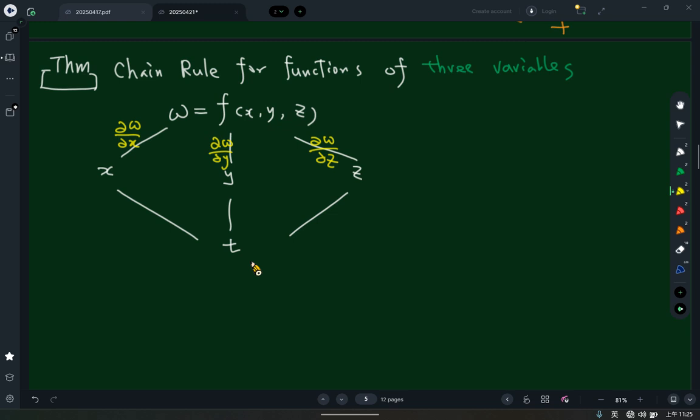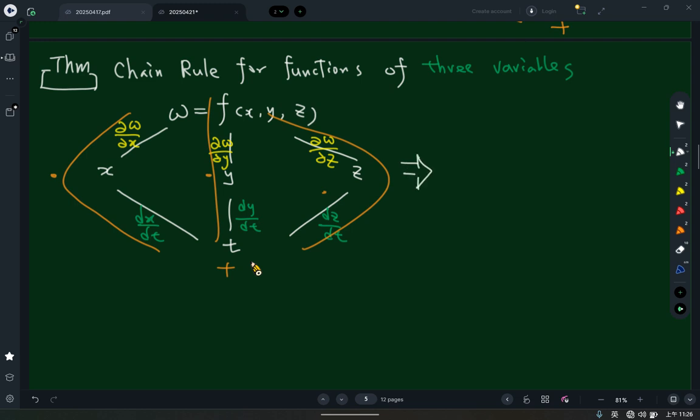Then for x, y, z determined by t, we can have dx dt, dy dt, and dz dt here. So again, times together, times together, times together, then adding them together. So finally, you can get the tree diagram. Based on the tree diagram, you can get dW dt. Why dW dt? Because eventually W will be determined only by the t variable. So we will say dW dt.